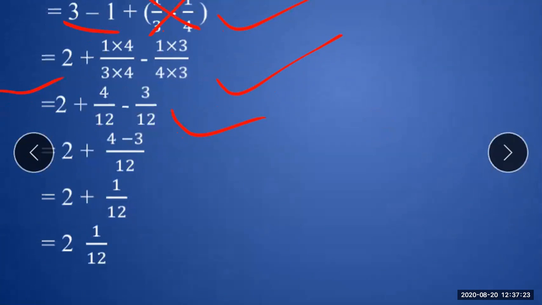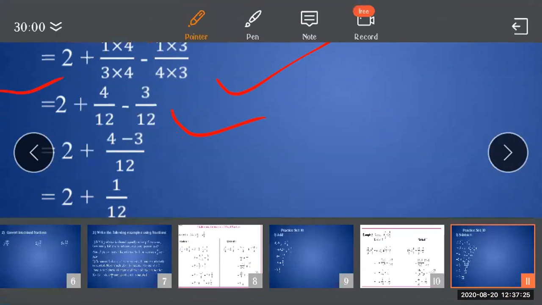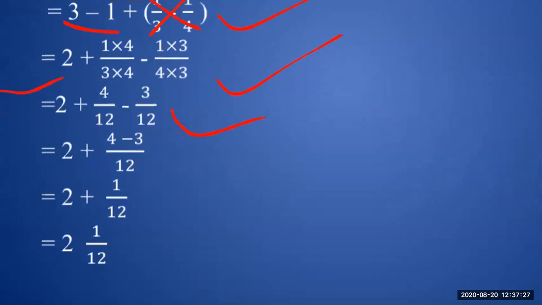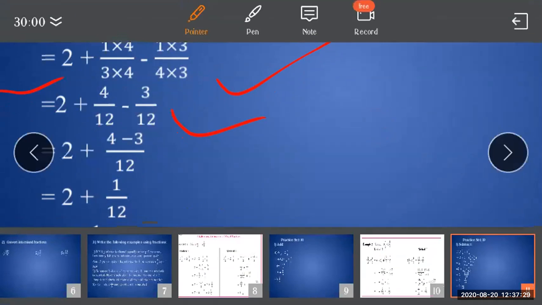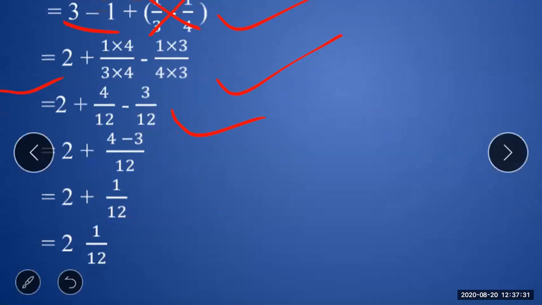And the last is what? Last, what you are going to get? You are going to get 2 plus 4 minus 3 becomes 1 upon 12. Now here the last step is removing the addition sign. So your final answer is 2, 1 upon 12. The final answer is 2, 1 upon 12.